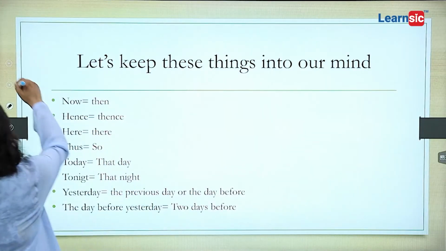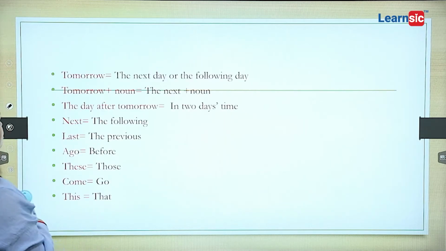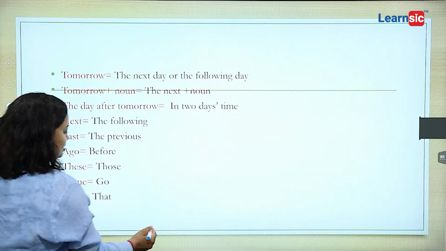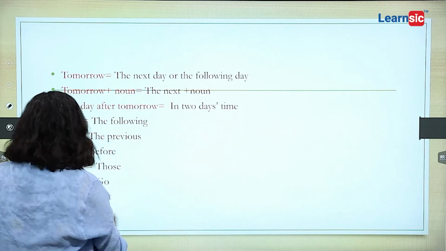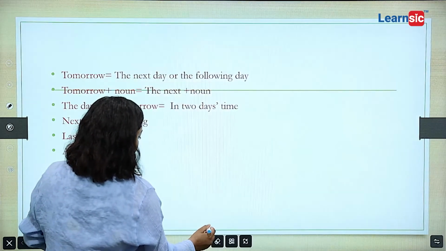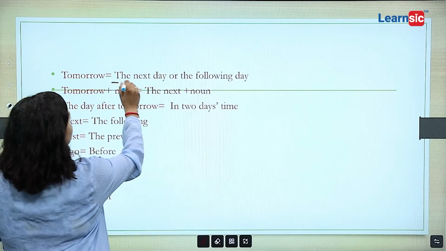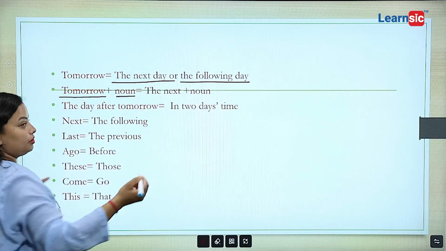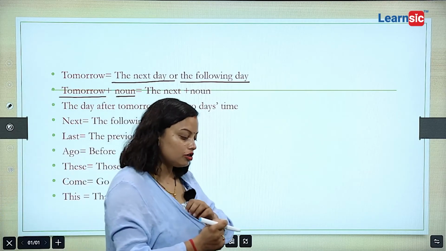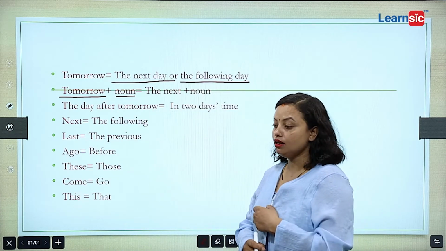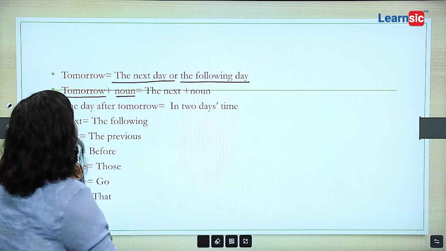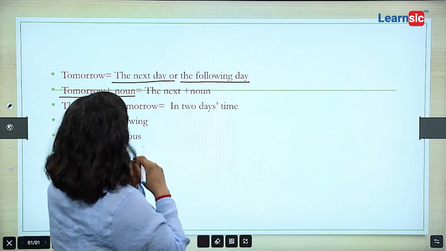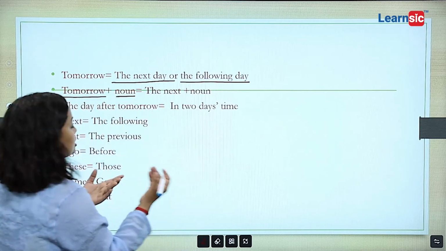Now, let's go to another one. Tomorrow, the next day or the following day. See, tomorrow, the next day or the following day. Tomorrow is going to be the next day or the following day. Okay, if there is a noun after tomorrow, be very careful. As soon as you see tomorrow, a time adverbial, a frequency of time adverbial, do not follow the things blindly. Do not write the next day or the following day. You need to explore the case.